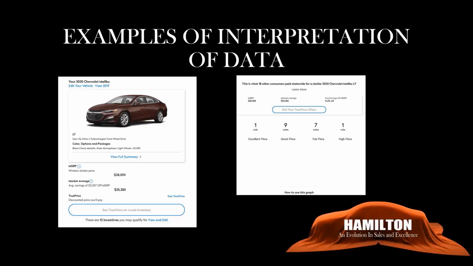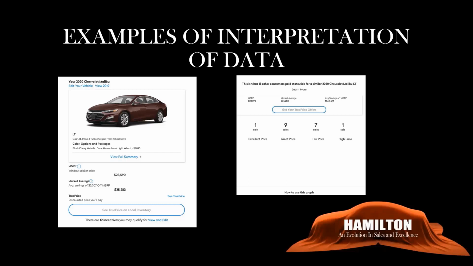Okay, fair price is kind of where you're eyeing this, and this is where you'd like to be, around a market average if at all possible. So how do you combat this? Well, what goes into an excellent price or a great price? Why might some consumer be able to get an excellent price or a great price?